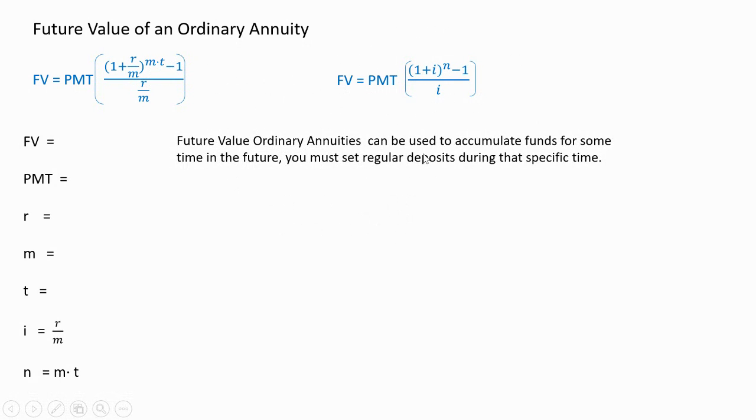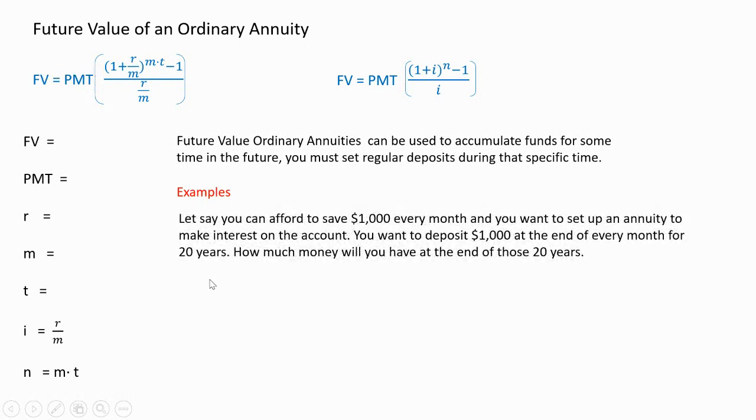Future value ordinary annuities can be used to accumulate funds for some time in the future. You must set regular deposits during that specific time. Examples, how do we use these? Hey guys, with this example, I like to connect with my students, and that's why I put something that actually is going to happen or can happen. Most of the examples in the book are also real life scenarios, but when I came up with my own examples, it's easier to relate to the student.